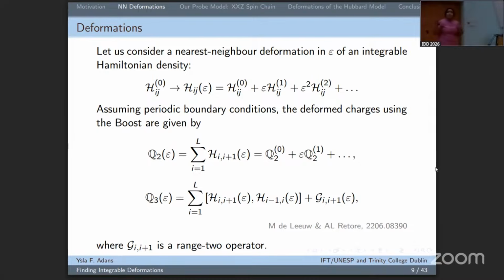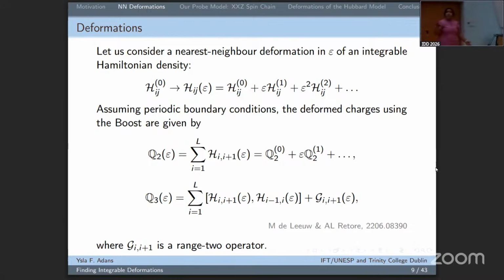To do this, one nice way you can work is to use the boost. The boost can give you, if you have your Hamiltonian density, the first two charges; the first one is for free because it's basically just summing the Hamiltonian of the spin chain. So if you just deform, for example, to first order here, Q2 is only deformed to first order, but Q3, which is given by the boost, has one part that is given by the commutator in different sites, plus some G that is a range 2 operator that should be determined, which can have higher deformations than Q2, for example.